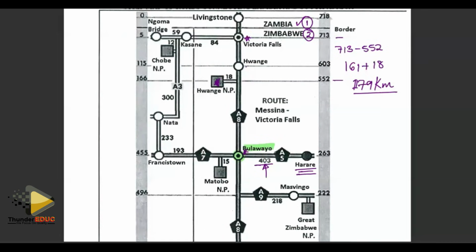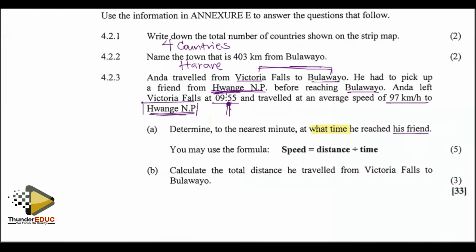How did you get the distance? Find the distance in between these two, plus the distance that you've traveled going inside the national park, off the national road. That's why I'm adding on the 18. So the distance is 179 kilometers.